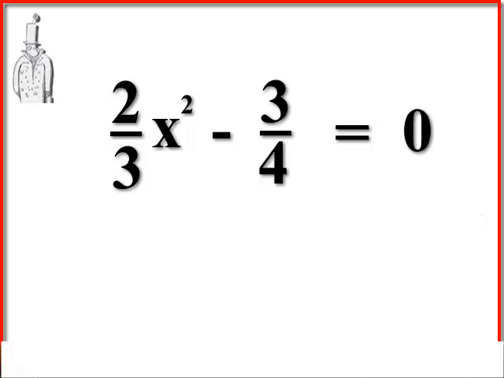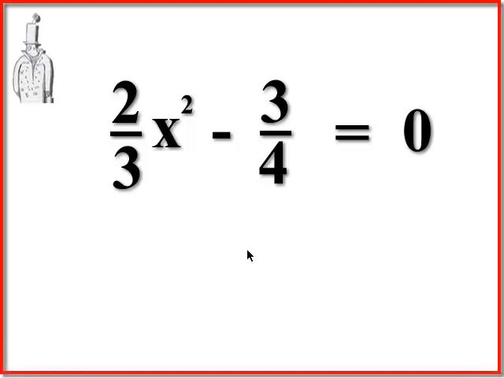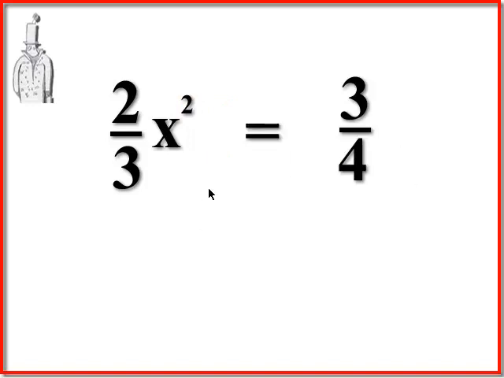Quadratic equations with coefficients as fractions. All right, first thing we need to do is get the x by itself because there's only two terms. If there were three terms, we're going to be factoring it with the double parentheses. That's coming, you betcha. So first thing I'm going to do is move this 3/4 to the other side by adding its opposite.